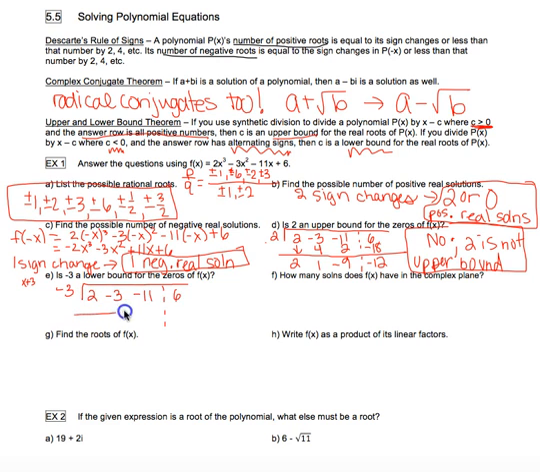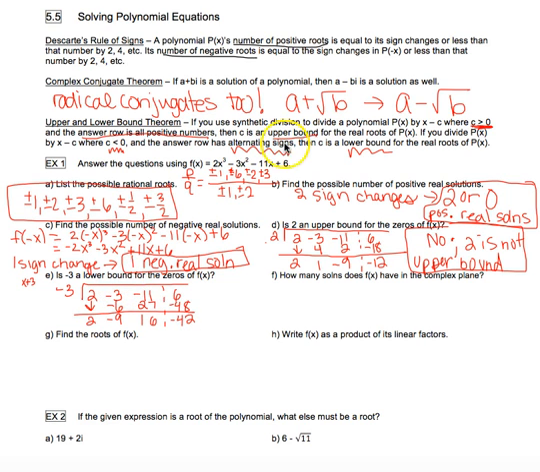Remainder separator, horizontal line, and bring down. -3 times 2 is -6. Add the column to get -9. -3 times -9 is +27, which gives me +16 when I add the column. -3 times +16 gives me -48. Add the column to get -42.